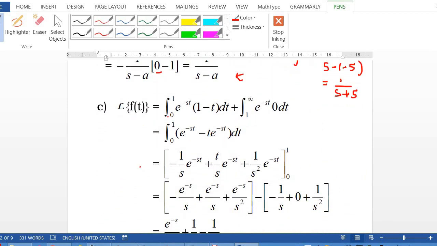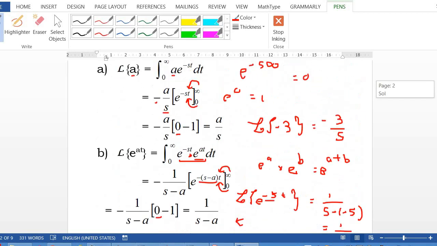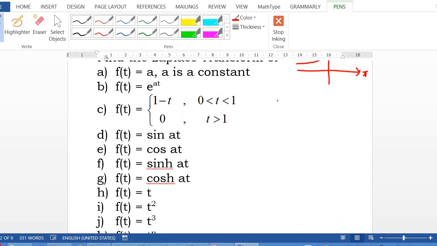C is the Laplace transform for f(t), where f(t) is a non-continuous function, or a step function. The first piece is f(t) equal to 1 minus t for t from 0 to 1, and f(t) equal to 0 when t is greater than 1.